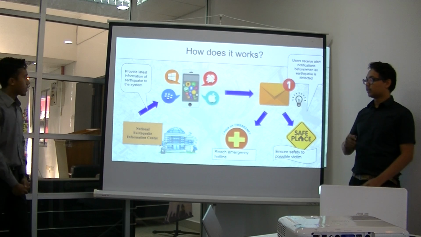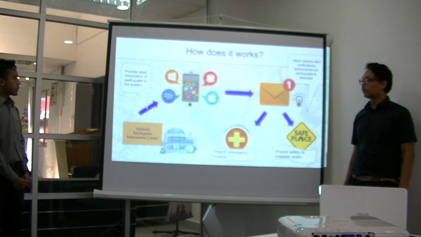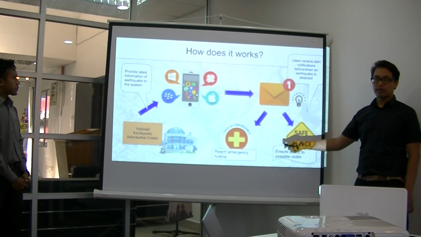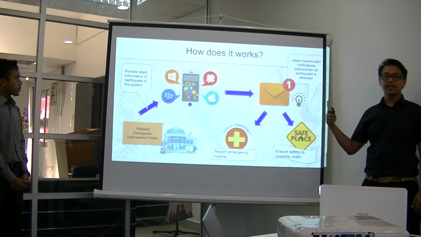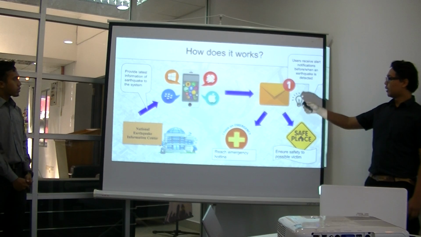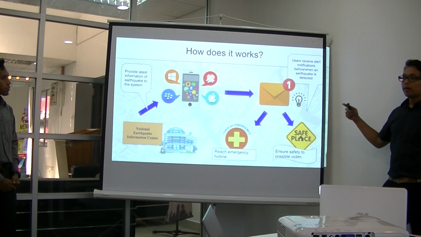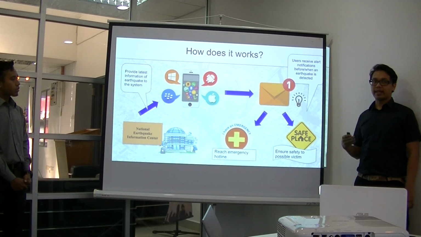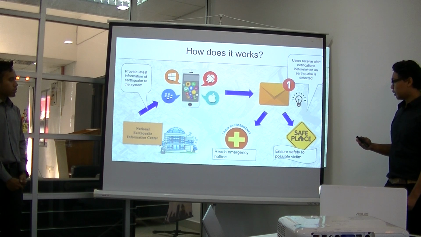Okay, so how will our system work? Basically, we gather information from the National Earthquake Center. When the National Earthquake Center updates their database, our system will notify the user if they are in an earthquake-prone area. So next, after the user receives the notification, we will provide them a safe place where they can go to avoid the earthquake.